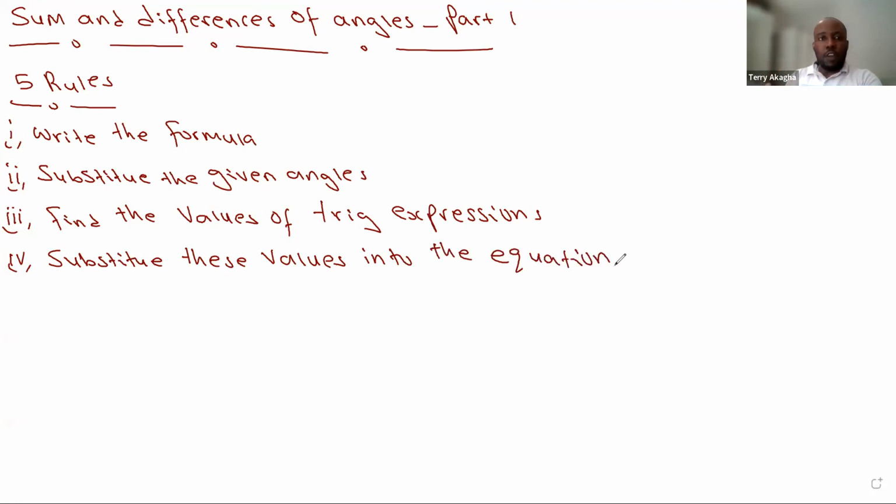Okay, so first thing you do, you write down the formula. The next thing you substitute the given angles. Then after that, you find the values of the trig expression. Now, when you find the values of that trig expression, you substitute these values into the equation. Then the last thing is you simplify. And that is it. You're done. You can solve. So the 5 rules again: you write down the formula, you substitute the given angles, you find the values of the trig expression, you substitute these values into the equation, then you simplify.